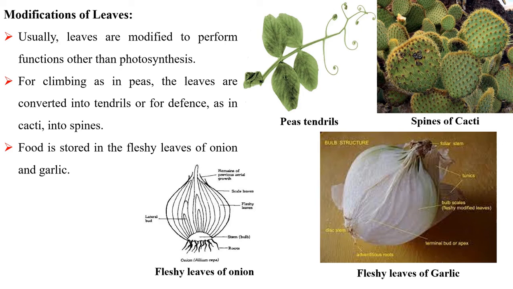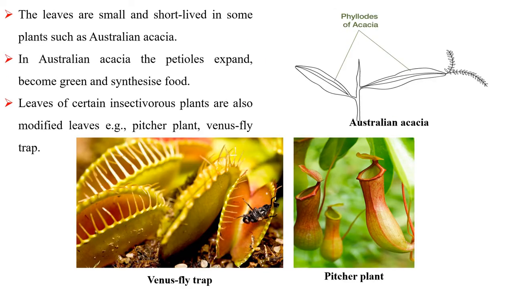Modifications of leaves. Usually, leaves are modified to perform functions other than photosynthesis. For climbing, as in peas, the leaves are converted into tendrils, or for defense, as in cacti, into spines. Food is stored in the fleshy leaves of onion and garlic. The leaves are small and short-lived in some plants such as Australian acacia. In Australian acacia, the petioles expand, become green, and synthesize food. Leaves of certain insectivorous plants are also modified leaves, example pitcher plant and Venus flytrap.